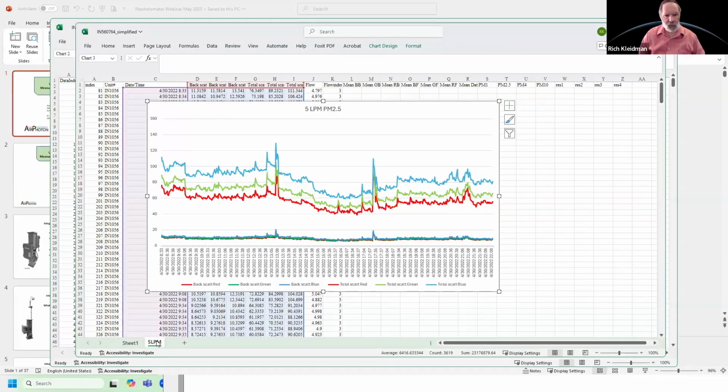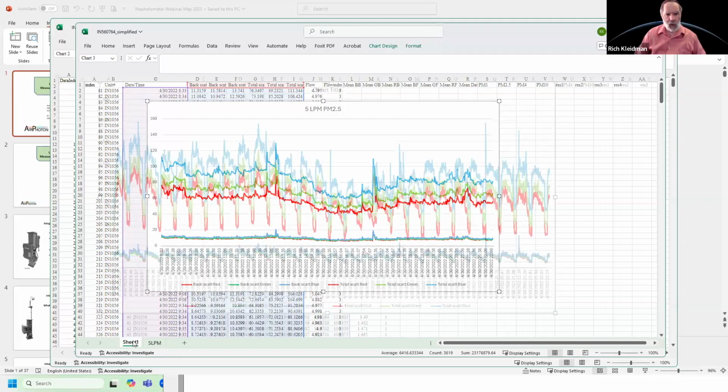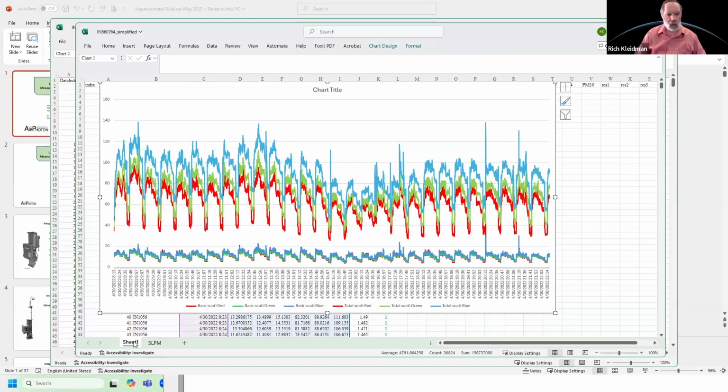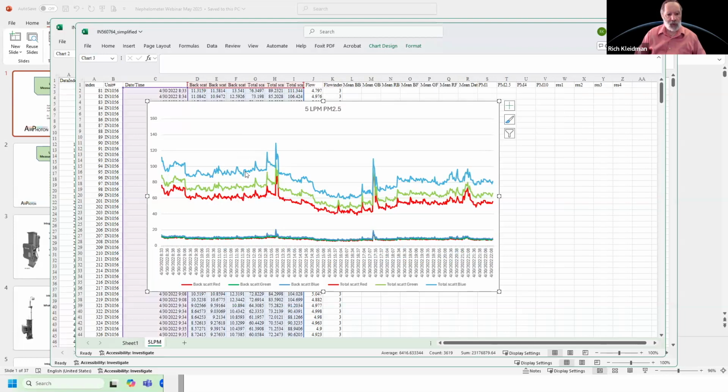Okay, and then again, this is our 5 liter per minute, PM 2.5, and you can see there's a cleaner and larger separation between our spectral response. So again, this is what I would expect at PM 2.5, right? That this is going to be a cleaner separation in the spectral response because these particles are smaller.